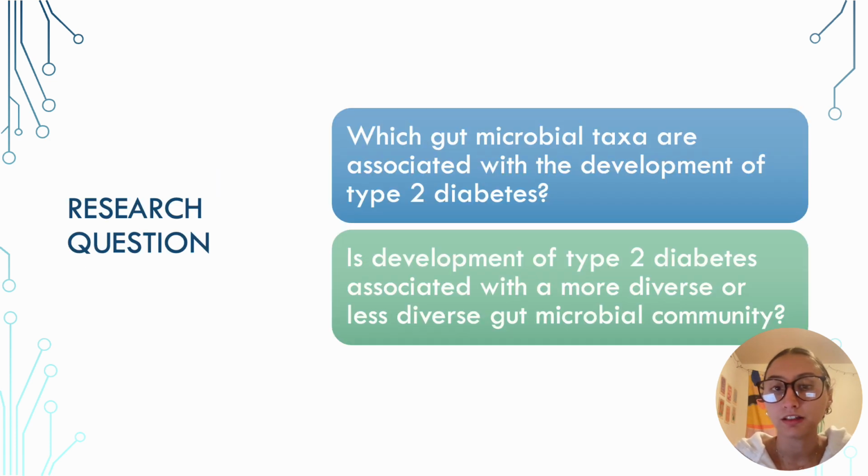In this study, the researchers sought to answer these two questions regarding the association of type 2 diabetes with microbial diversity and specific microbial taxa. So they specifically wanted to know which gut microbial taxa are associated with the development of type 2 diabetes, and is the development of type 2 diabetes associated with a more diverse or less diverse microbial community.